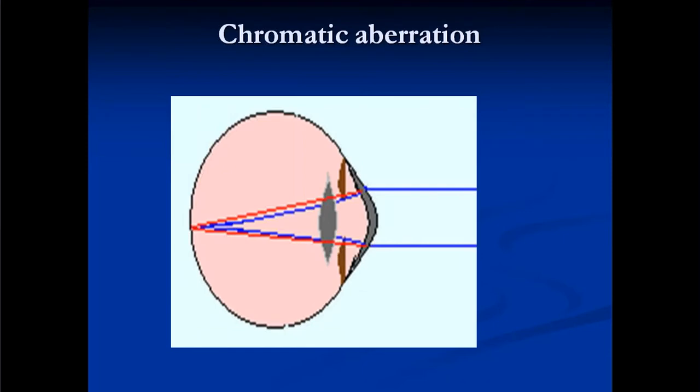And here, this is chromatic aberration. In chromatic aberration, you can see the convergence or the refraction is more for blue light than for the red light. That means the blue light converges in front of the retina, whereas the red light focuses on the retina. So this is also an aberration which needs to be understood when we are giving corrections.